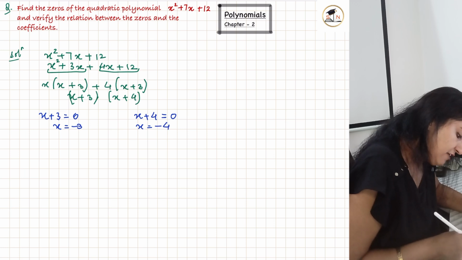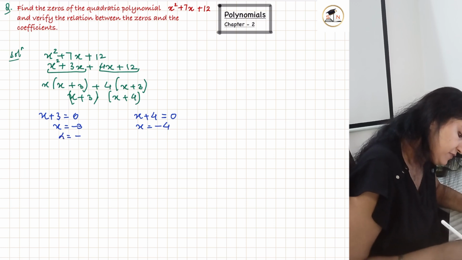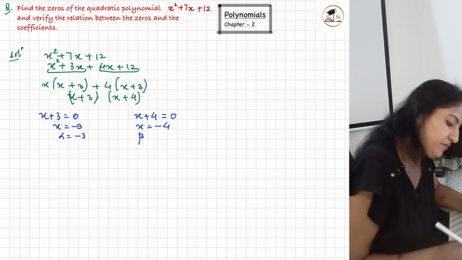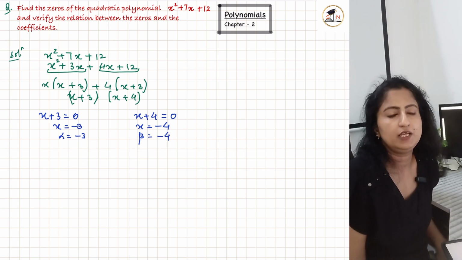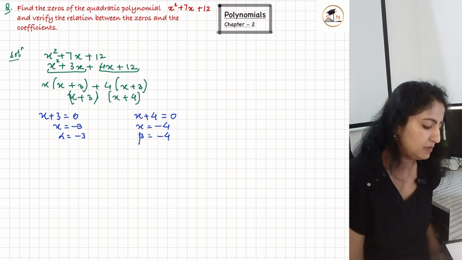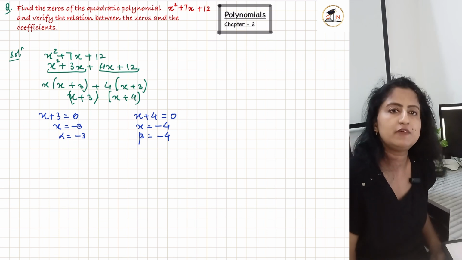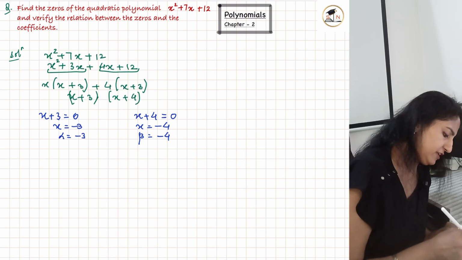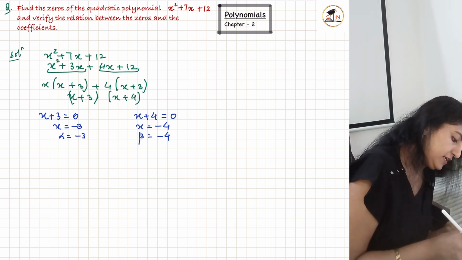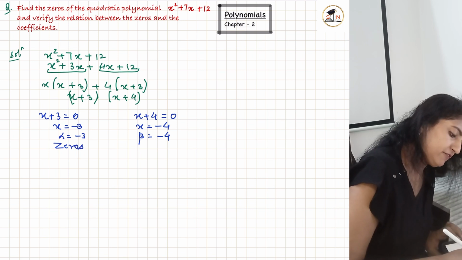That means alpha is negative 3 and beta is negative 4. If someone takes alpha as negative 4 and beta as negative 3, it doesn't matter. The order doesn't matter over here because the values eventually are the same. Okay. Now, let's start with the verification. On one side, we will be dealing with zeros, and on the other side, we will be dealing with coefficients.